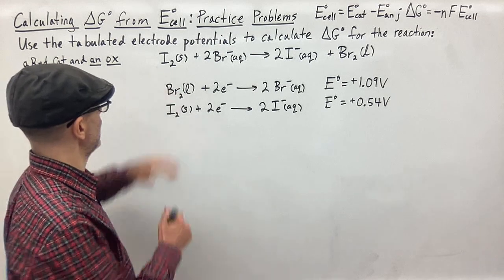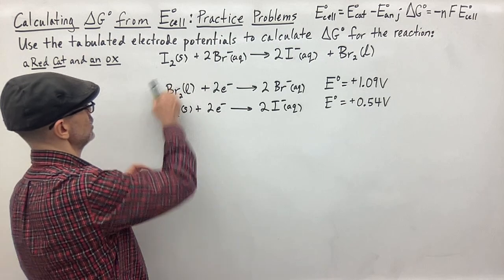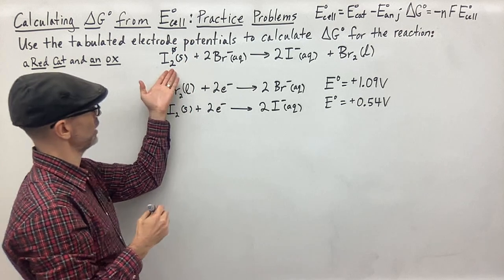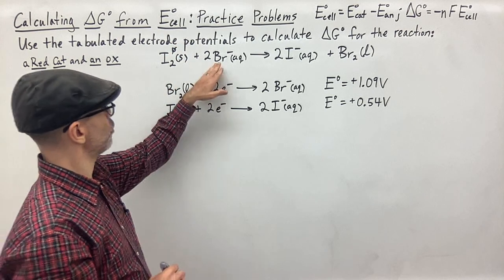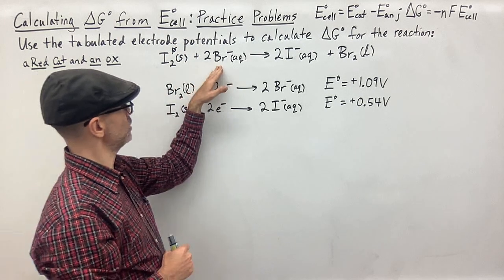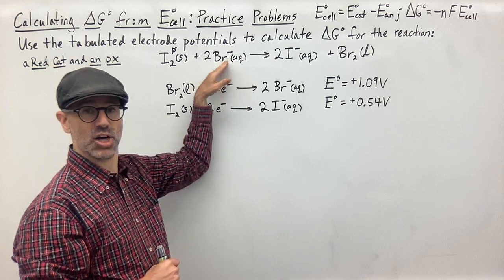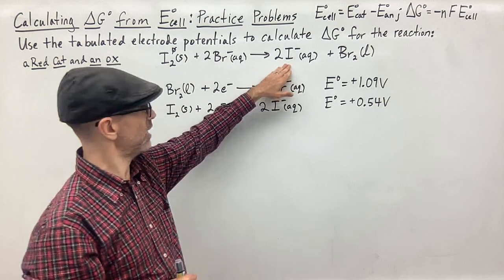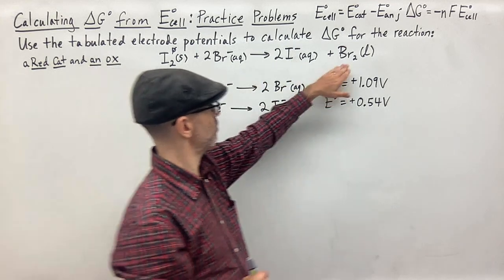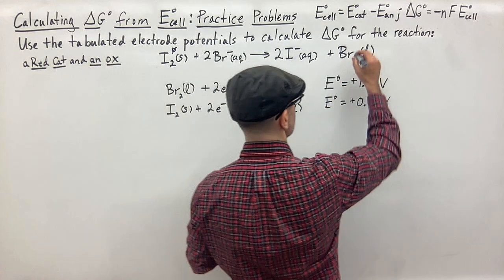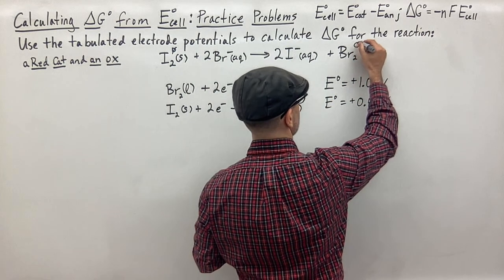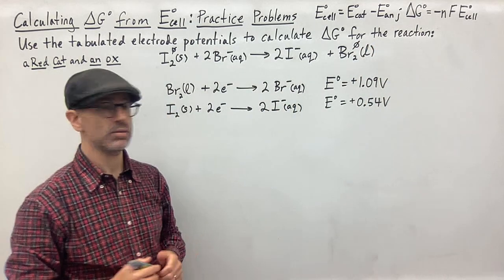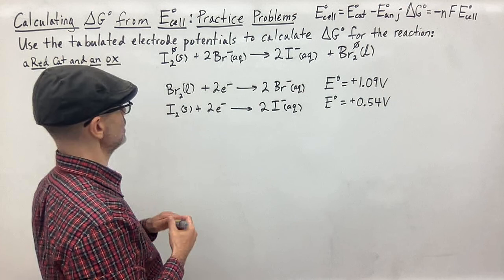Okay, so let's get into this. Iodine has an oxidation state of 0 because it's a pure element in its standard state. Bromide is a monatomic ion, so its oxidation state is the same as its charge, -1. Same goes for the iodide ion with a -1. And then bromine here, liquid, that is the standard state of bromine, so that is going to have an oxidation state of 0.